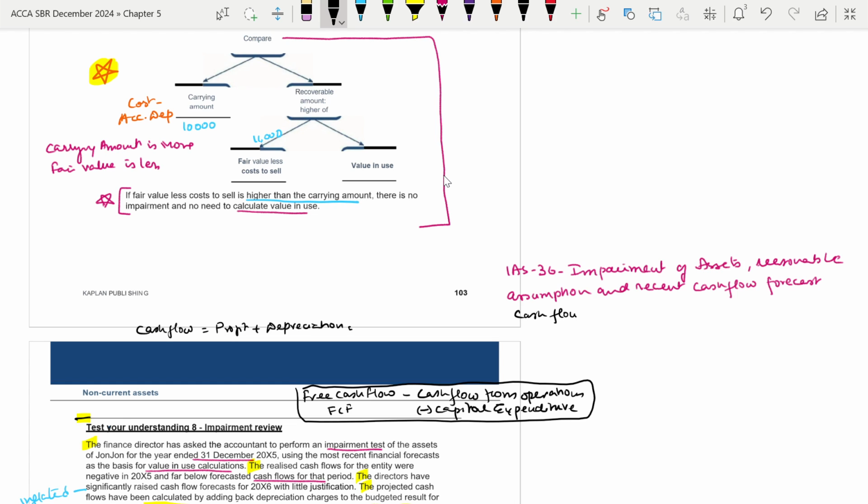The cash flow projections or estimates should reflect the current economic conditions. Is it right? Which exist for the remaining useful life.